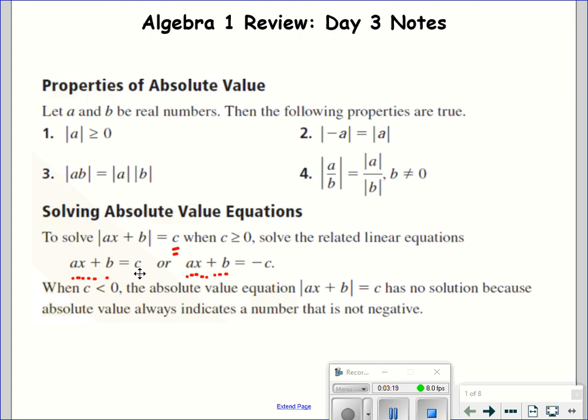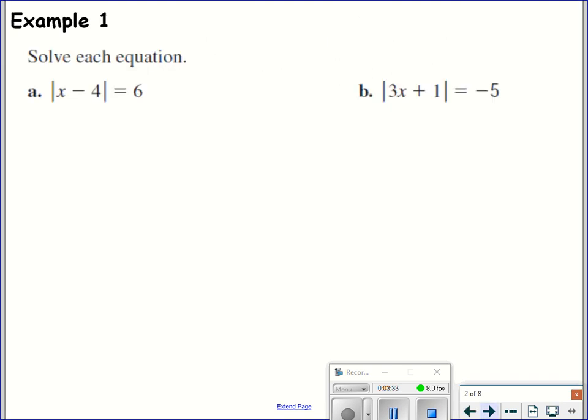The second part there, if we have this equation and the c value at the end is negative, we know instantly that it is a no solution situation because an absolute value cannot equal a negative number. So that's kind of helpful. We can very quickly answer those questions.